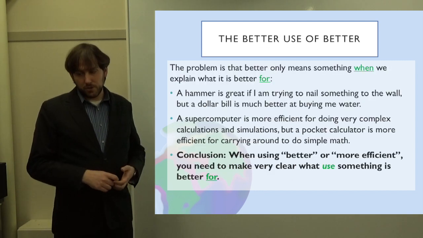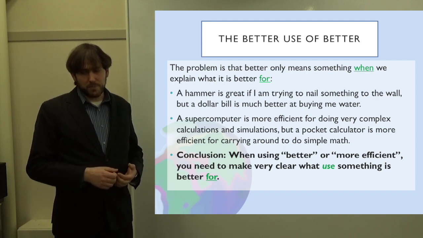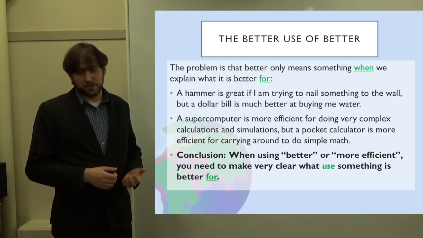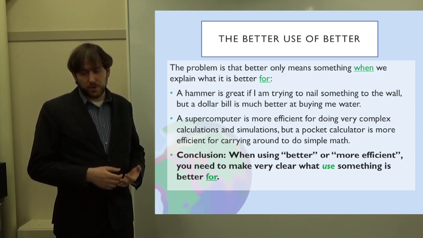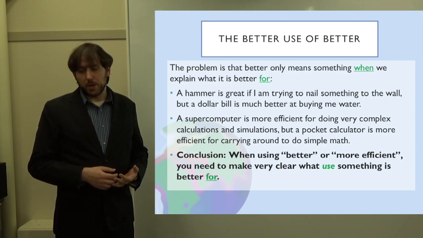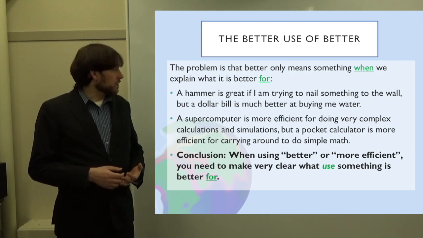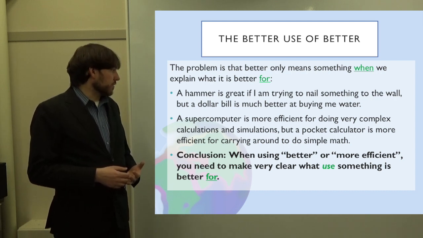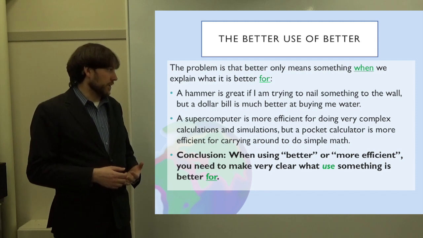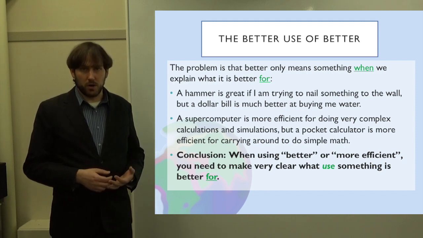The problem is that better only means something when we explain what it's better for. A hammer is great if I'm trying to nail something to the wall, but a dollar bill is much better at buying me water. A supercomputer is more efficient for doing very complex calculations and simulations, but a pocket calculator is more efficient for carrying around to do simple math. Conclusion: when using better or more efficient, you need to make very clear what use something is better for.